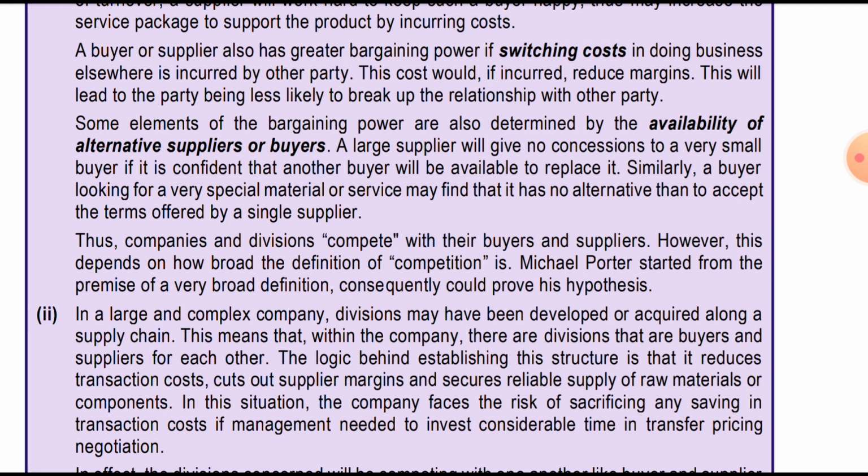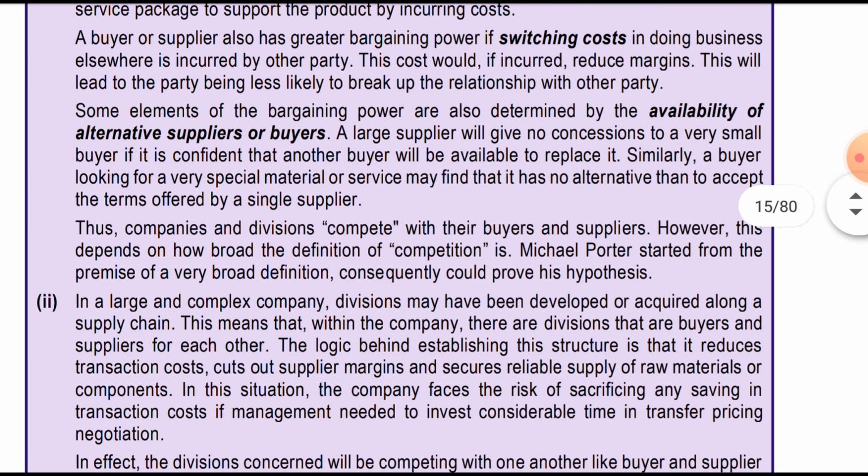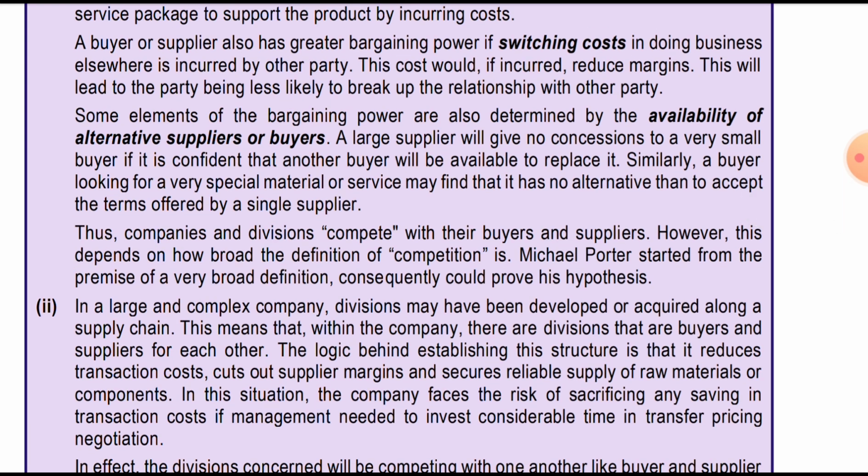Similarly, a buyer looking for a very special material or service may find that it has no alternative than to accept the terms offered by the single supplier. So if a buyer wants a special product, and it is available only with that supplier, the buyer is left with no choice but to accept the price or the terms stated by that supplier. Thus the companies and the divisions compete with their buyers and the suppliers. However, this depends on how broad the definition of the competition is.